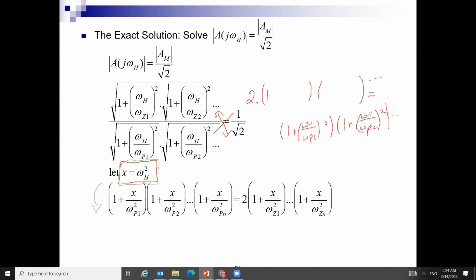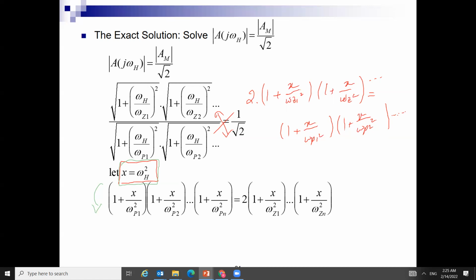For the z's, we will have here 1 plus x over omega z1 squared times 1 plus x over omega z2 squared, and the same for the poles. We will end up with 1 plus x over omega p1 squared times 1 plus x over omega p2 squared. Of course, if I have more terms I have to continue multiplying. We solve for x and then we take the square root in order to obtain the 3 dB frequency.